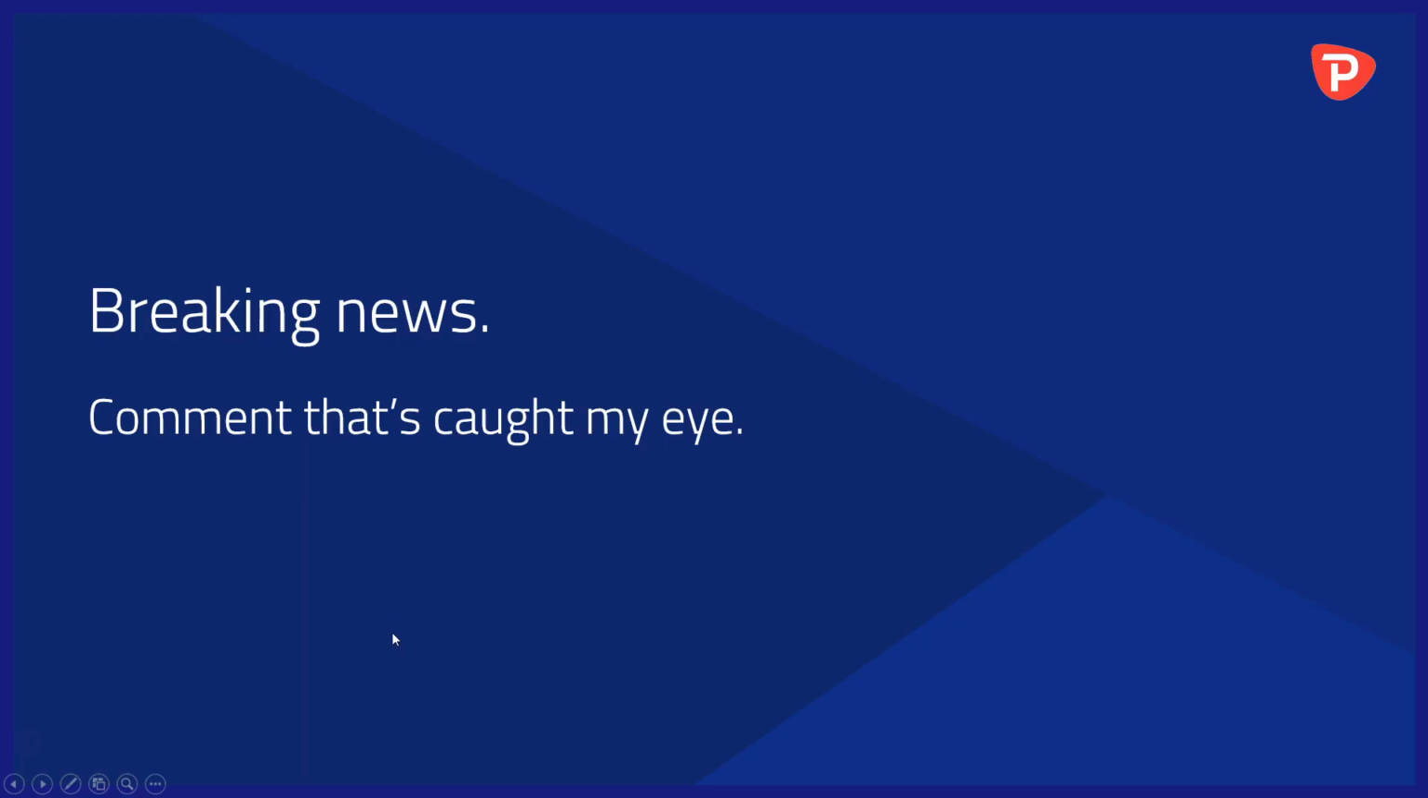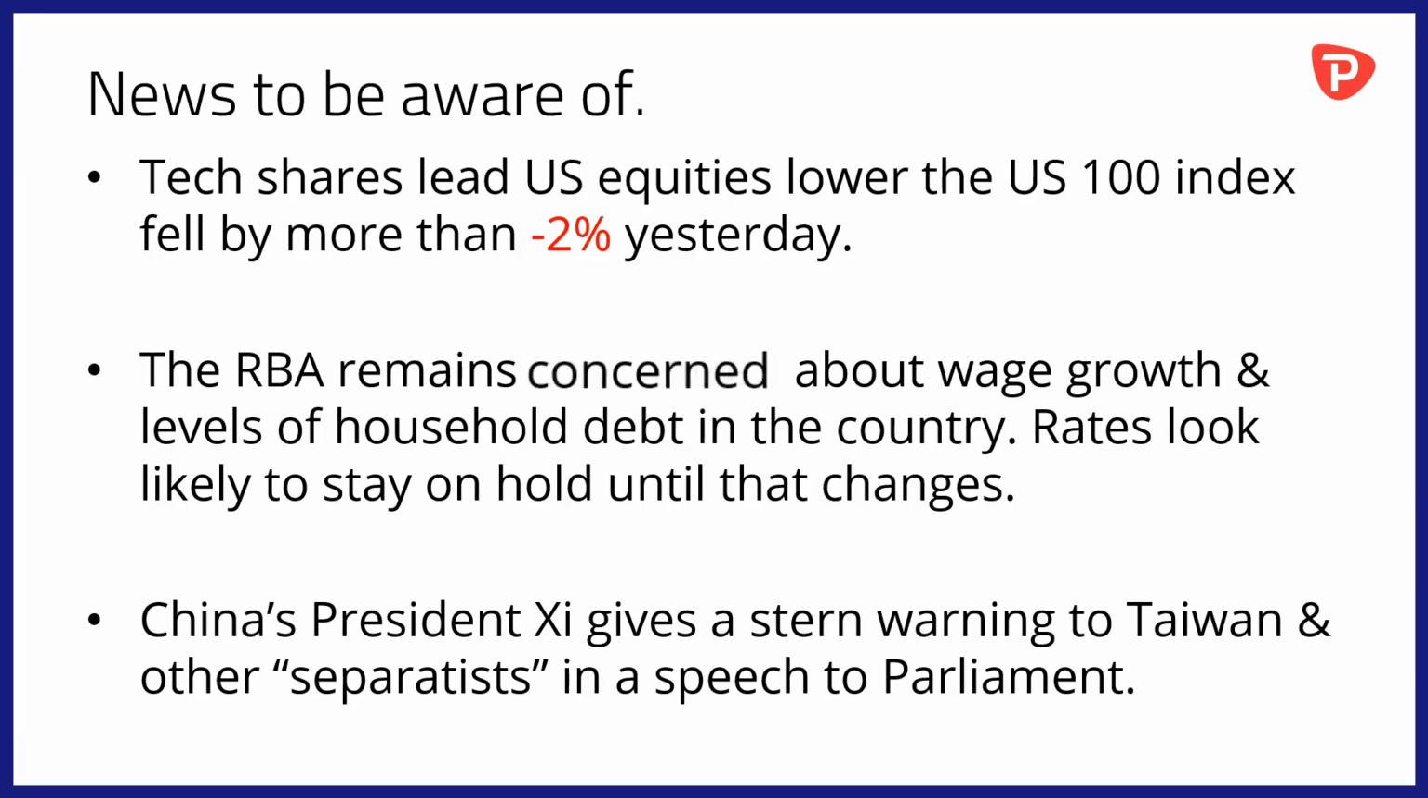Right, breaking news and comment then that's caught my eye overnight. First of all, tech shares have led US equities lower. The US 100 index fell by more than 2% yesterday in a broad-based sell-off. The Reserve Bank of Australia remains concerned about wage growth and levels of household debt in the country. Rates look likely to stay on hold in Australia until that changes, the minutes reveal. Meanwhile, China's President Xi gave a stern warning to Taiwan and other separatists in a speech made to Parliament yesterday. We tend to think of Taiwan as an independent nation, but the Chinese view that in a very different light.